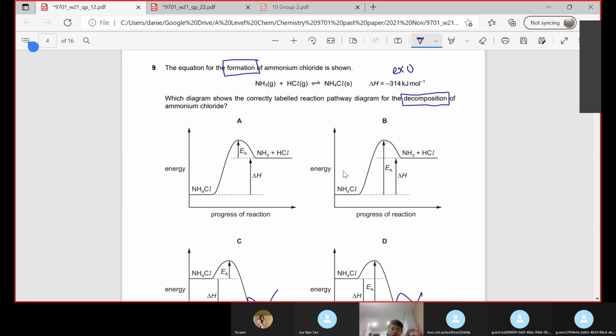Then let us look at the labeling, whether they are right or not. Delta H, both are correct. EA, we are measuring from the reactant. Our reactant is NH4Cl, so the correct one is B.